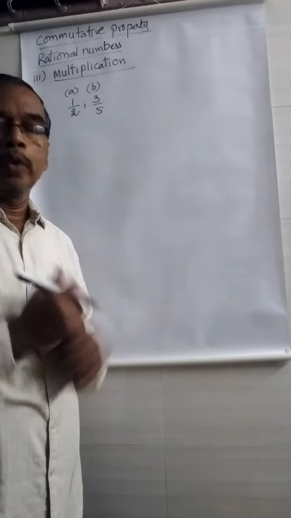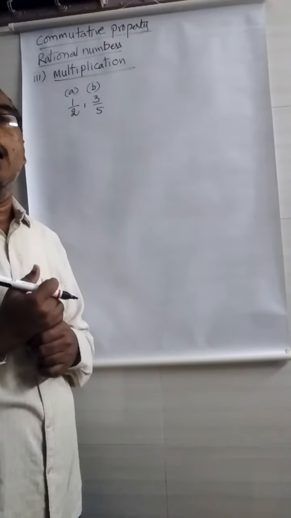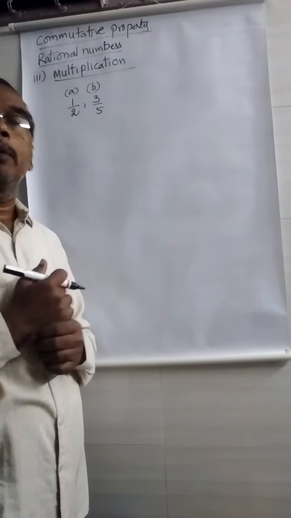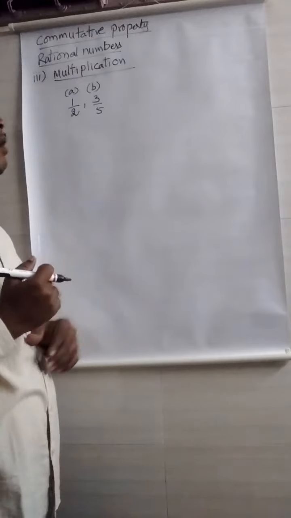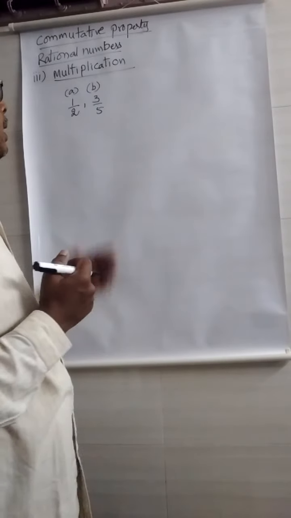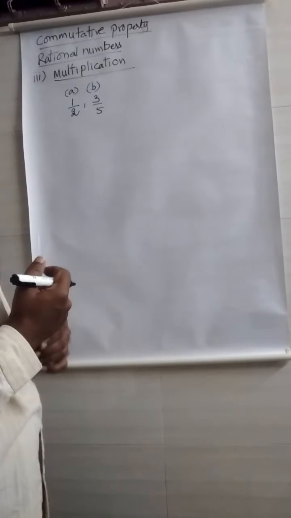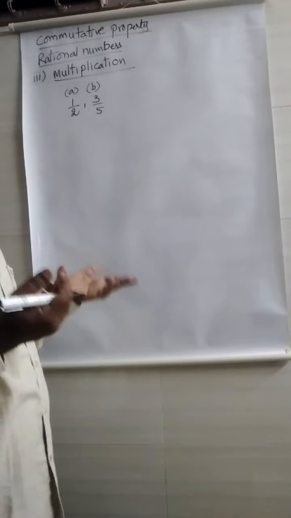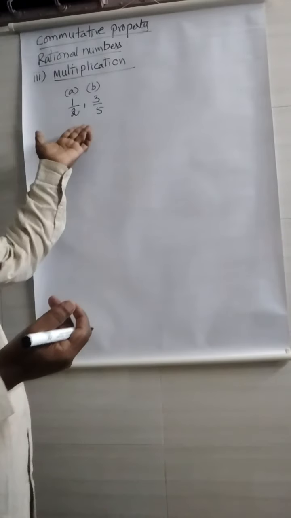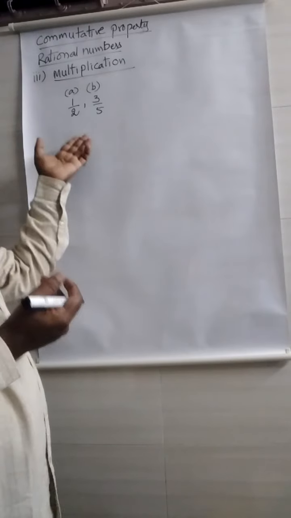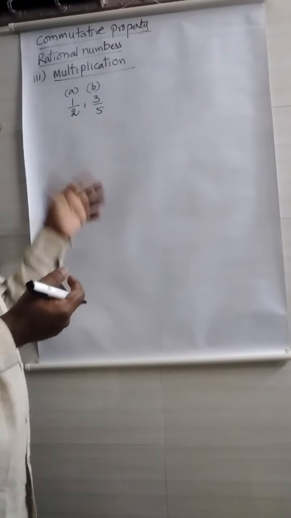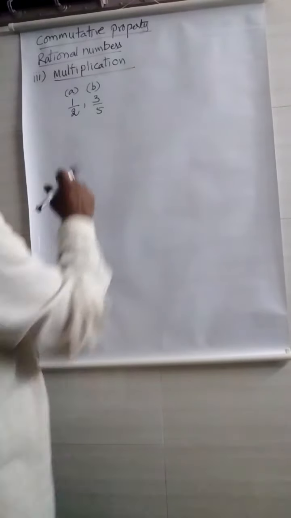Now we are going to check the third operation, multiplication. That means, in multiplication, is the commutative property satisfied by rational numbers or not? We will check it. I take two rationals, 1 by 2 and 3 by 5. There is no condition to take only these two. You take any two rationals.